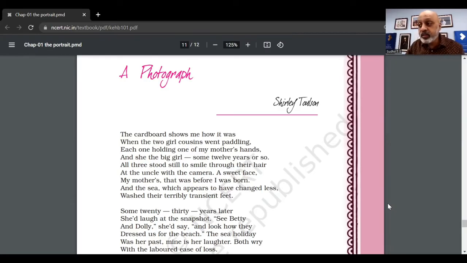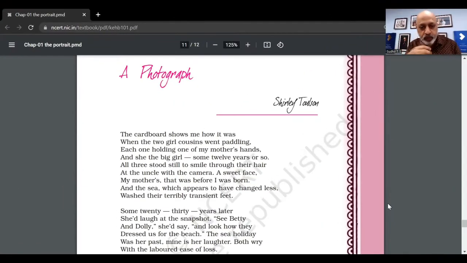So another interesting aspect of the poem is that it has been 12 years since the poet's mother passed away, which is exactly the number of years, the age of the mother when she was in that particular photograph. That was also 12 years old. And the poem ends with an expression of grief over the loss.